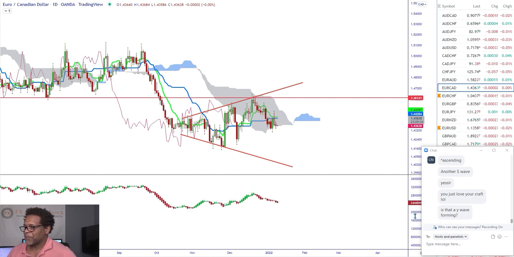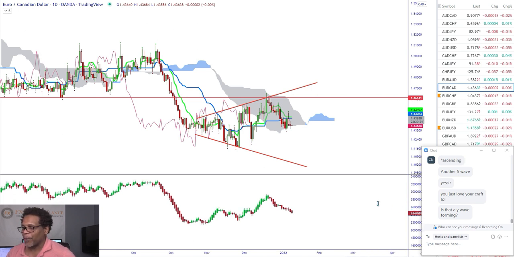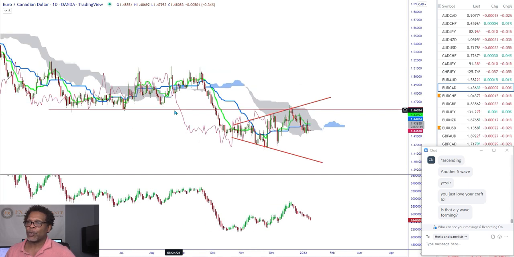Cashflow knows his stuff. Hey, you're right about that. That's a Y wave. Yes, sir. I got you. It is a Y wave. I automatically said P wave. I'm so used to saying the P wave and seeing that. But this is a Y wave formation. First one I've seen in quite a while on the charts.